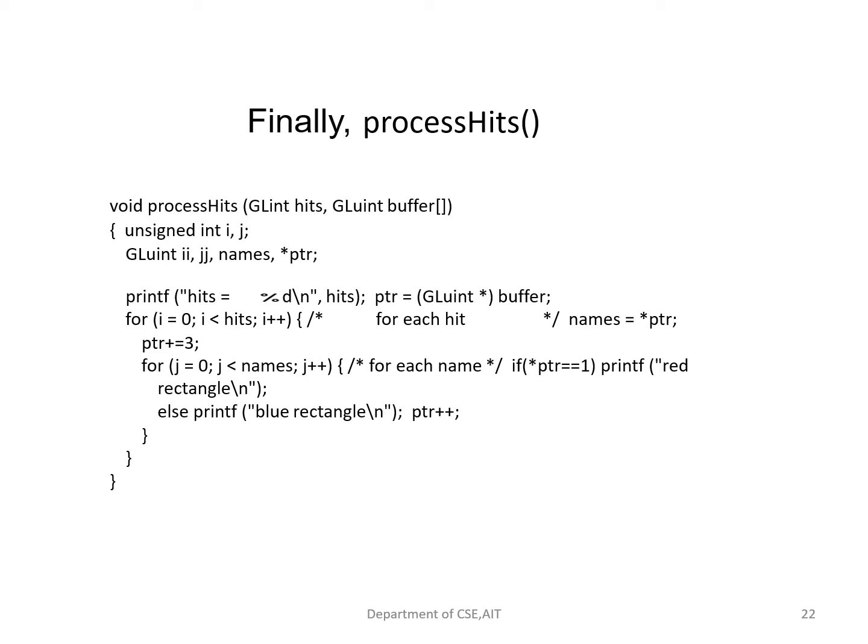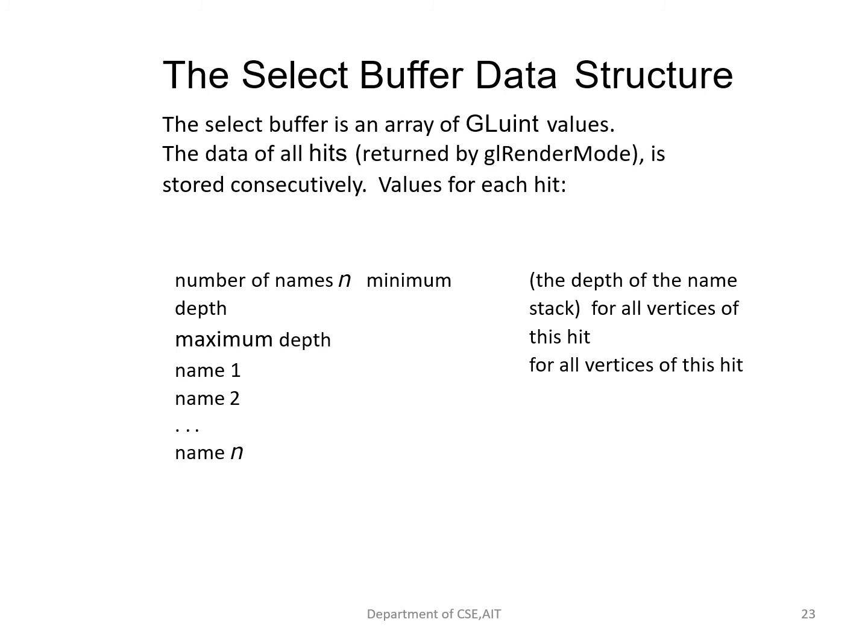One reason for this to eliminate is we can go for multiple ways of picking. That means we can go for a bounding box or we can go for other methods. The select buffer data structure is an array of integer values. The data of all the hits is going to be stored over here, which will have some depth. So we are going to have the number of the names and what is the depth in this particular data structure. So we are going to have multiple values here starting from name 1 to name n.